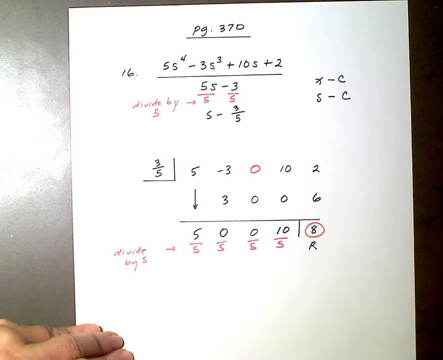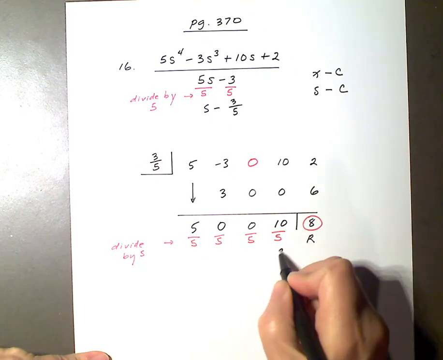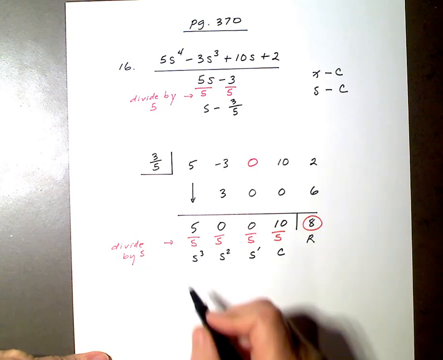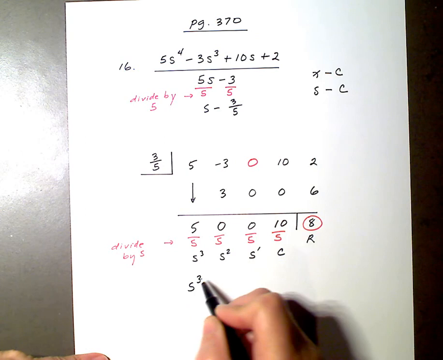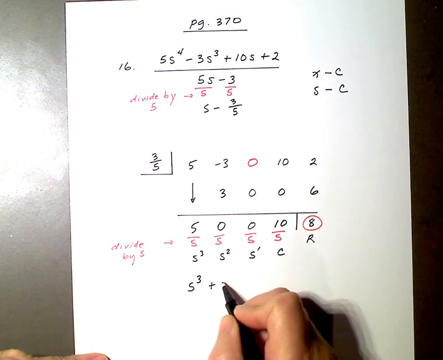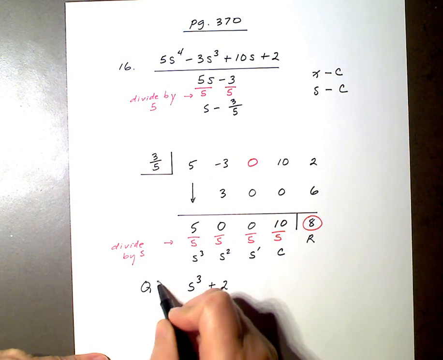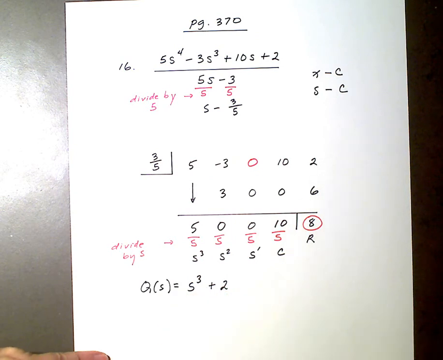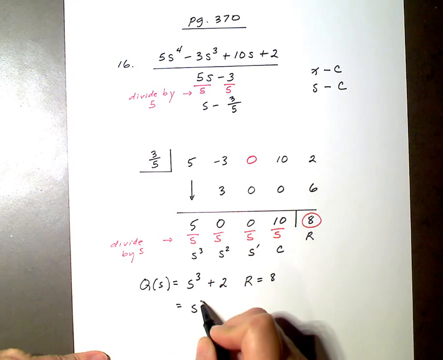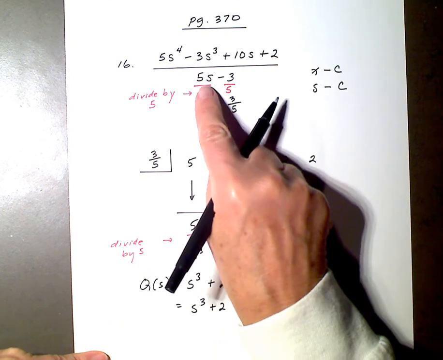And I'll reunite those with their powers of s. So this is the remainder, a constant. This will be the s to the 1st, s to the 2nd, s to the 3rd. So I get 1 s to the 3rd plus 0 plus 0 plus 2. So that is the quotient of that dividend, and the remainder is 8. And I could also write this whole thing as s to the 3rd plus 2 plus 8 over the original divisor of the 5s minus 3.